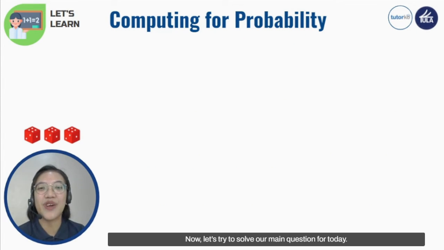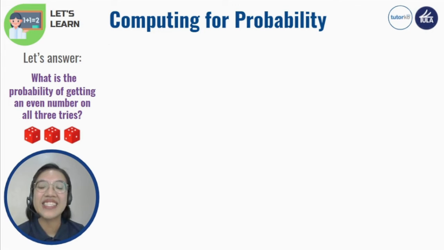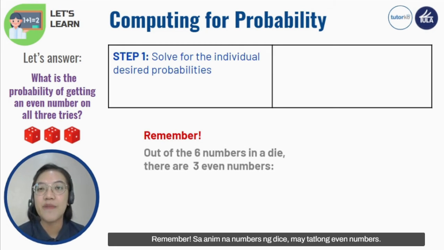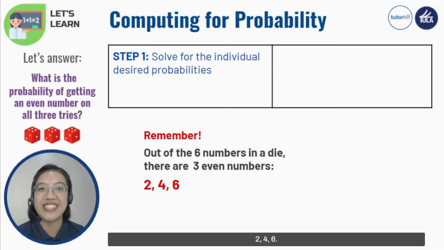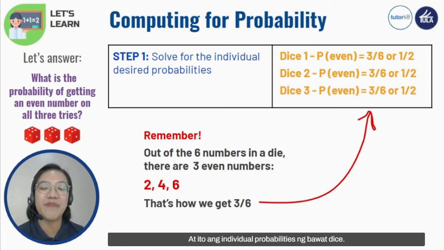Now, let's try to solve our main question for today. What is the probability of getting an even number on all 3 tries? Step 1, solve for the individual desired probabilities. Remember, sa 6 na numbers ng dice, may 3 even numbers. 2, 4, 6. That's how we got 3 over 6. At ito ang individual probabilities ng bawat dice.